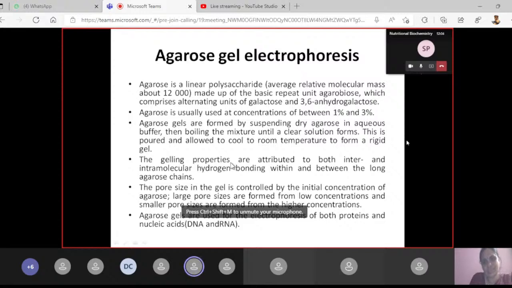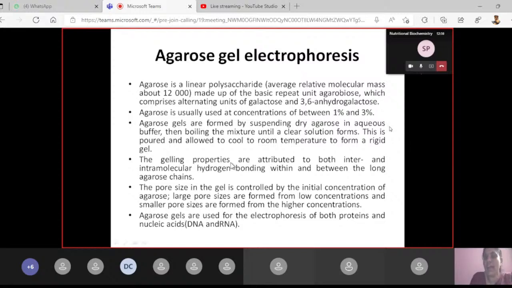Ma'am, is it 1 gram in 100 ml? Yes, 1 gram in 100 ml, correct. Usually for a 1% or 3% solution, percent represents 100 ml, and that 1 or 3 tells you how much of the solid substance you are dissolving. So if I say 1%, I am dissolving 1 gram of agarose in 100 ml of buffer. If I say 3%, I am dissolving 3 grams of agarose in 100 ml of buffer. Okay, understood now. 1 to 3%.